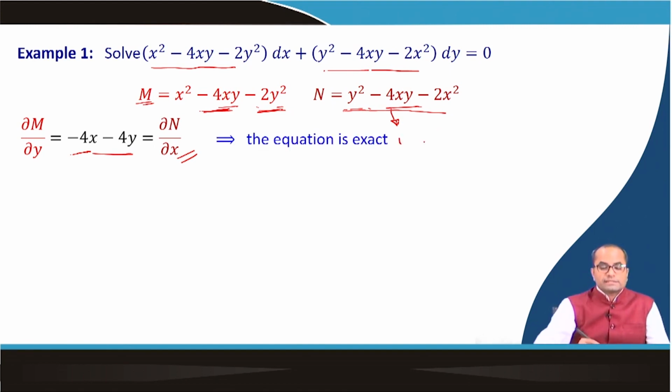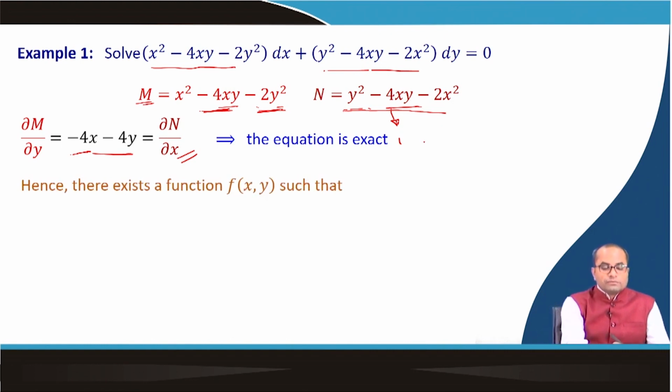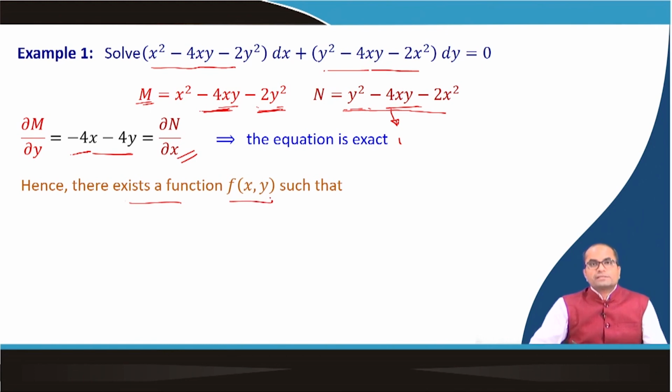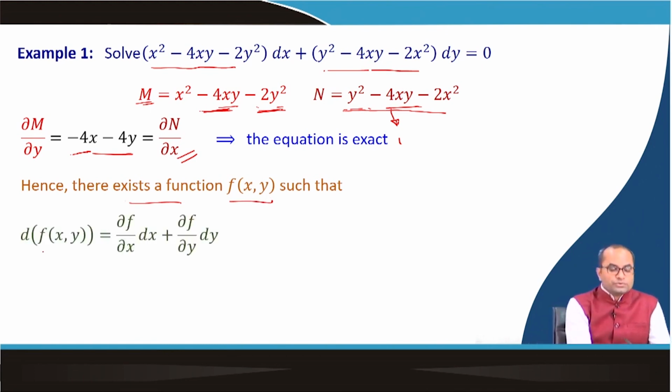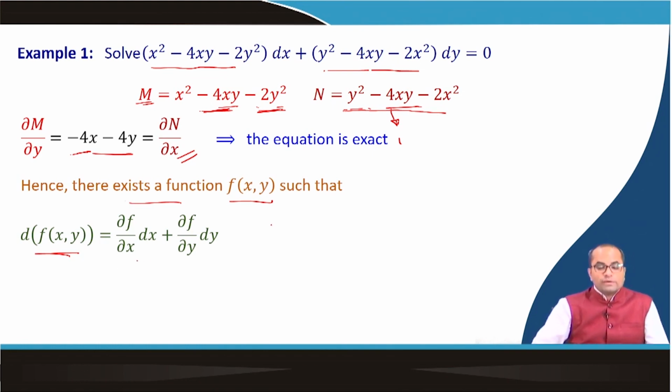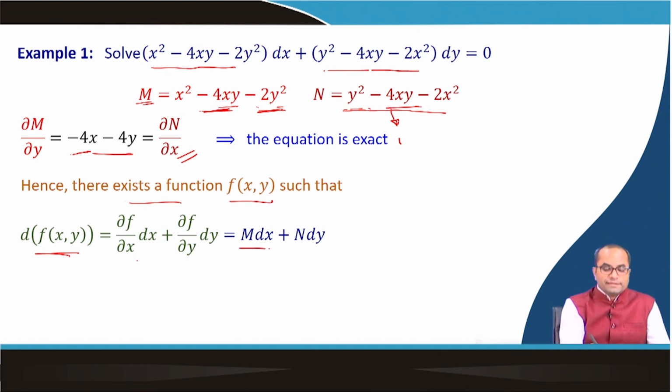So, this condition tells us now that this given differential equation is an exact differential equation. The equation is exact. Now, if the equation is exact, there must exist a function f(x, y) whose total differential must be equal to df = M dx + N dy.